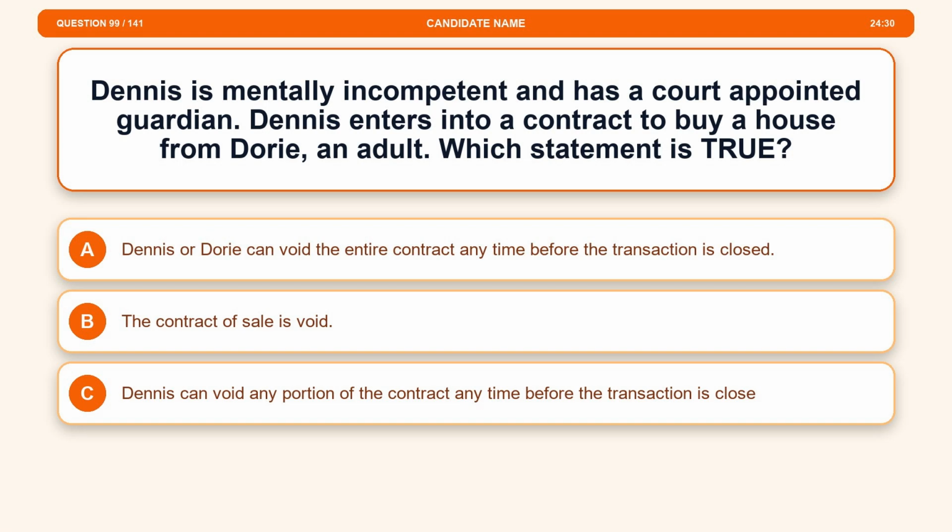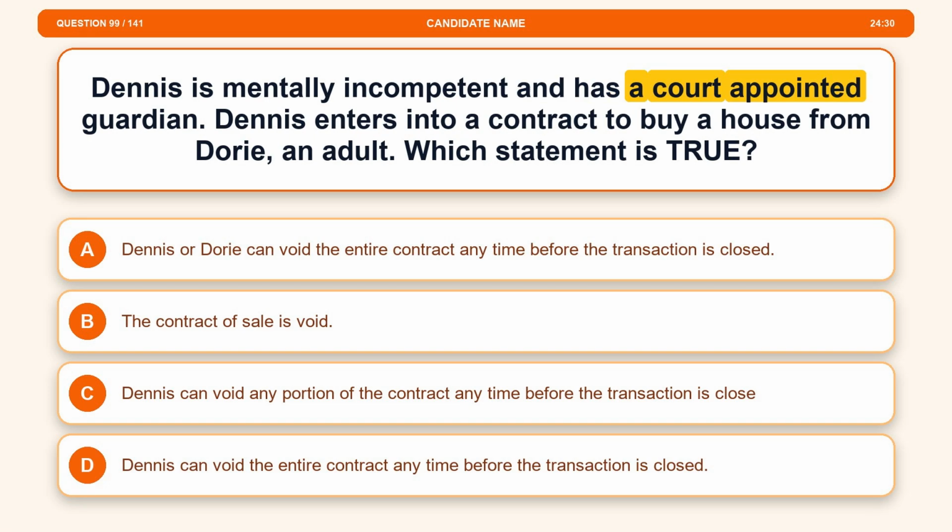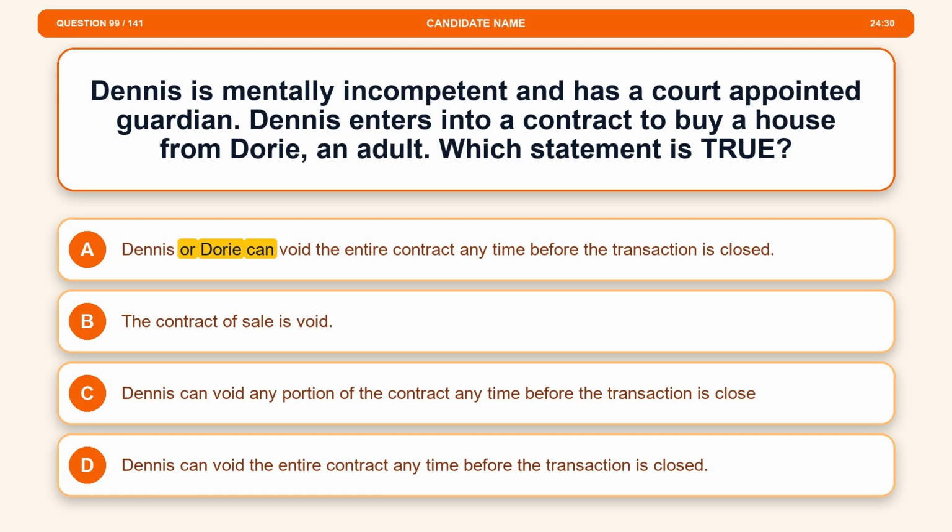Question 99. Dennis is mentally incompetent and has a court-appointed guardian. Dennis enters into a contract to buy a house from Dory, an adult. Which statement is true? Option A, Dennis or Dory can void the entire contract any time before the transaction is closed. Option B, the contract of sale is void. Option C, Dennis can void any portion of the contract any time before the transaction is closed. Option D, Dennis can void the entire contract any time before the transaction is closed.